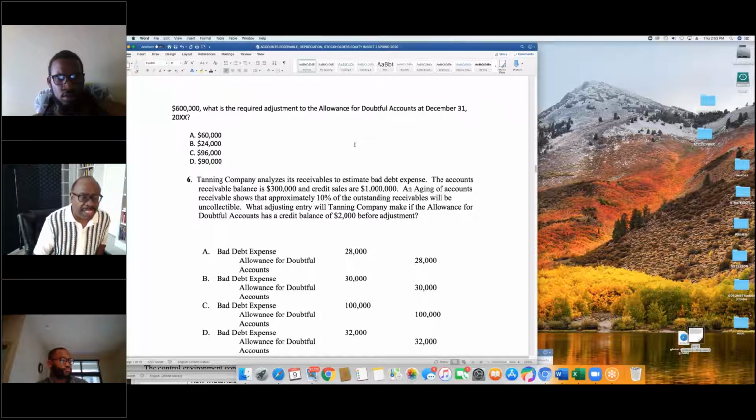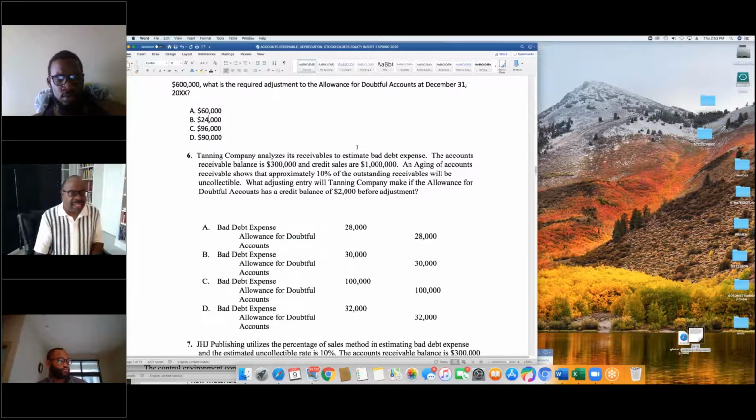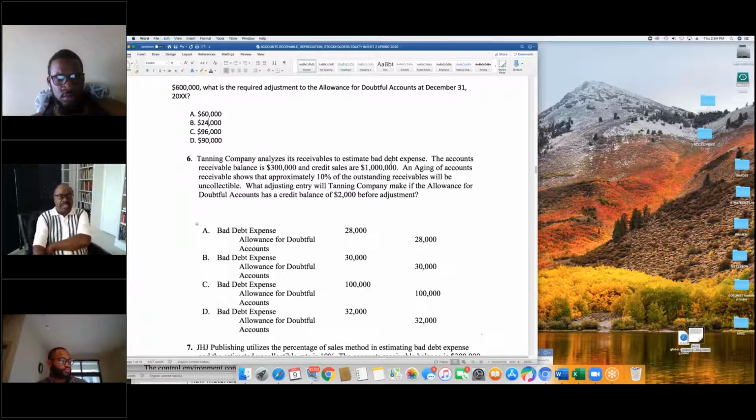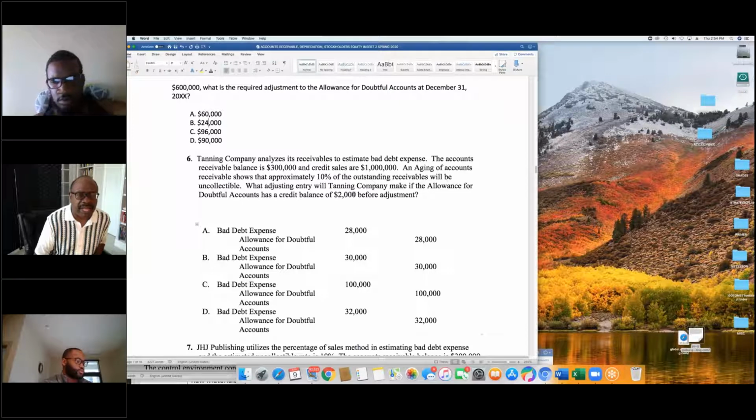Okay. Let's go on to number 6. Tanning analyzes receivables to estimate bad debts. The accounts receivable balance is 300,000 and credit sales are $1 million. An aging shows that approximately 10% of the receivables will be uncollectible. What adjusting entry would be made if the allowance for doubtful accounts has a credit balance of 2,000?